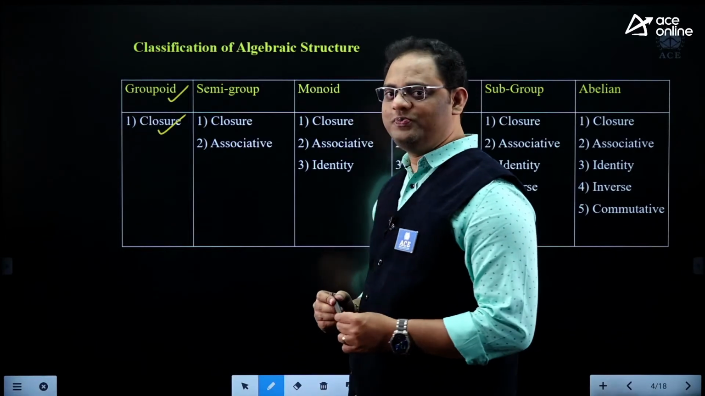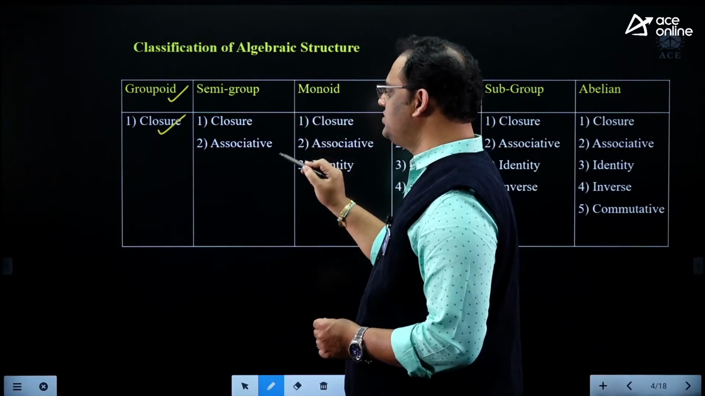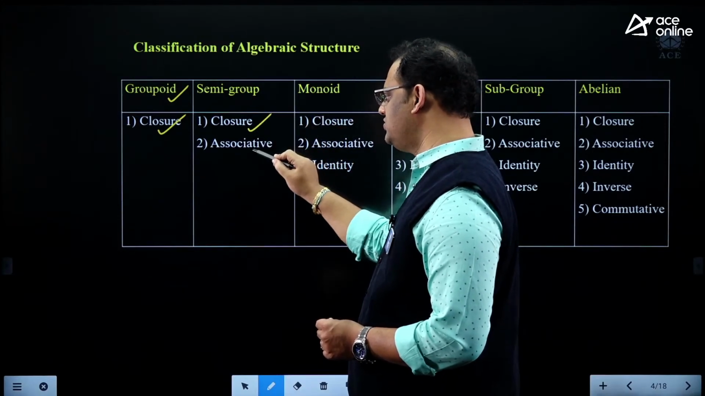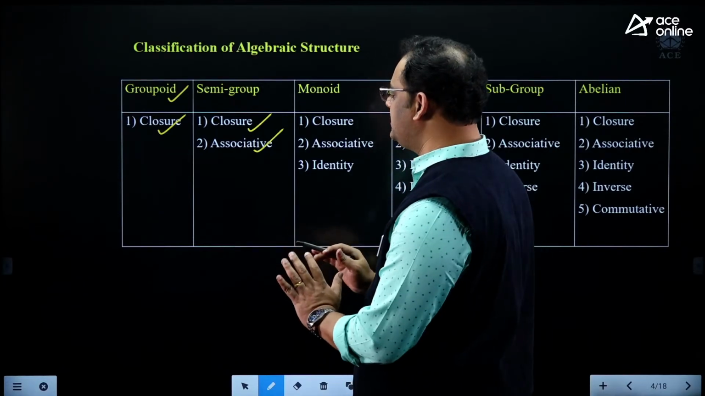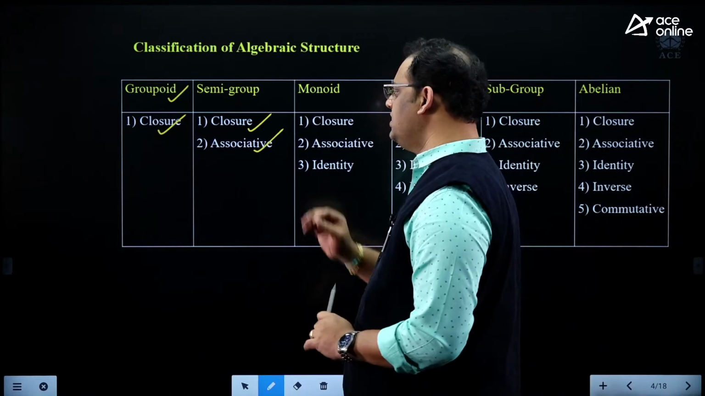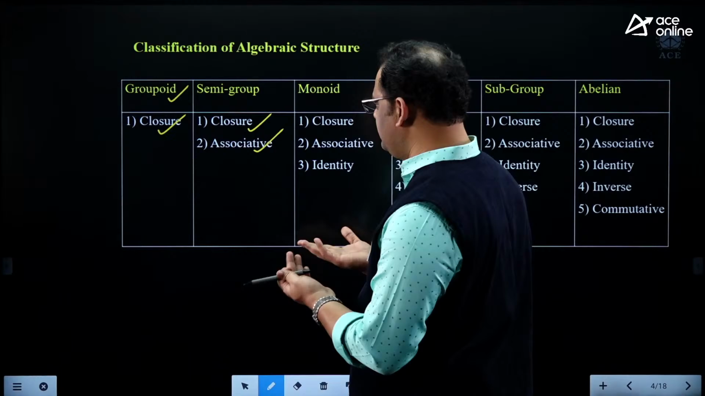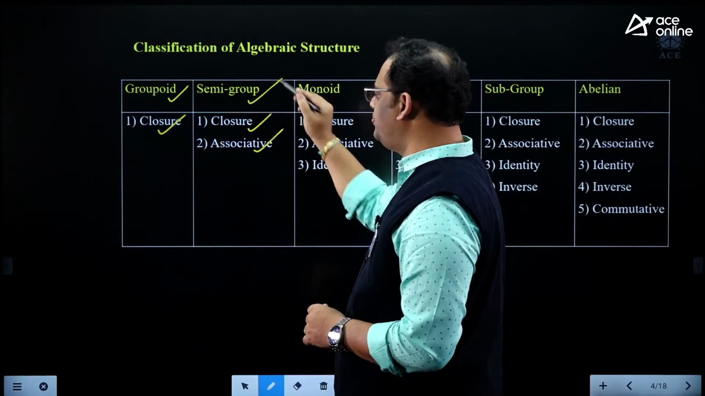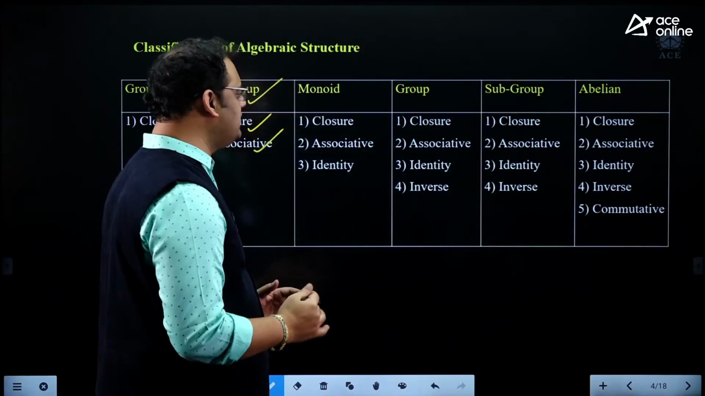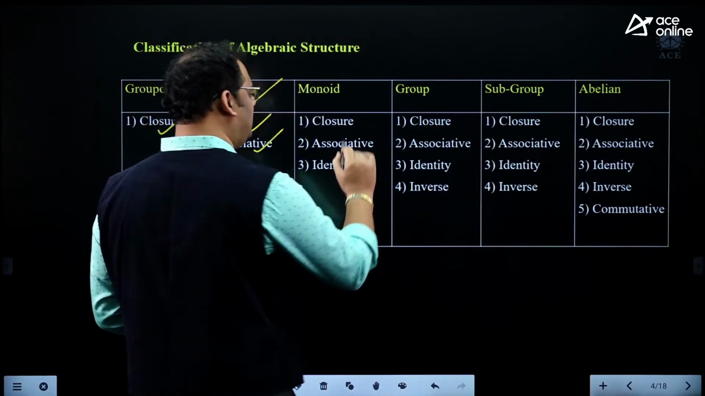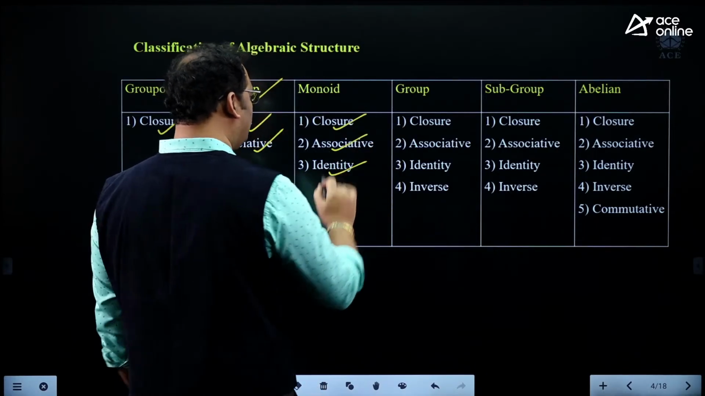Coming to the semigroup, the given algebraic structure should follow closure and associative. It may follow other properties, doesn't matter. The necessary and sufficient conditions are these. If it follows closure and associative, then I can call that algebraic structure a semigroup. Fine. And in a similar pattern, if the given structure follows the first three properties, closure, associative, identity, then we can call it a monoid.